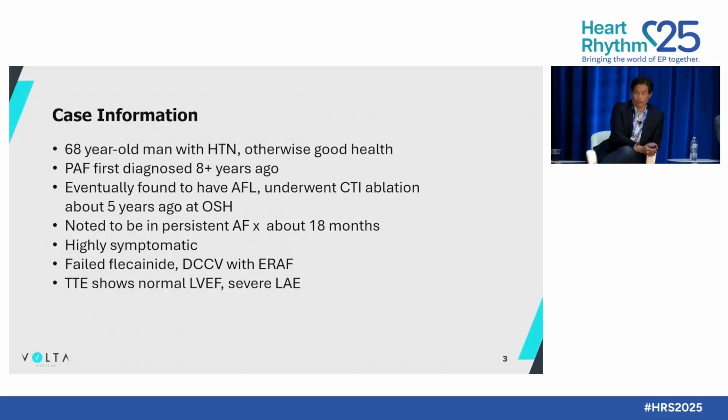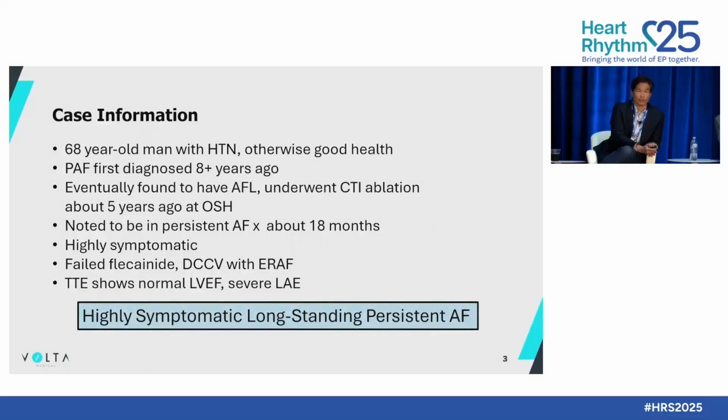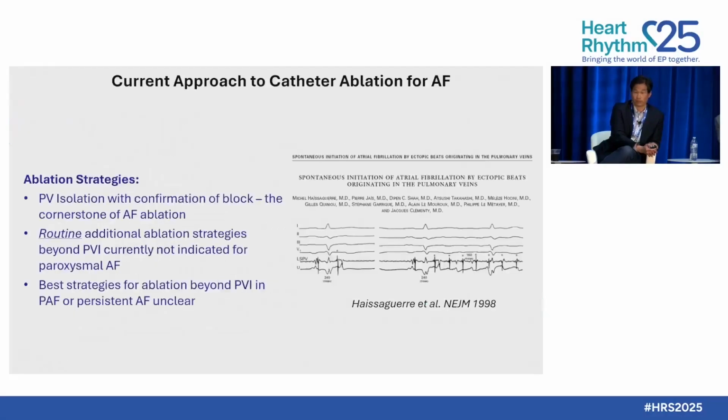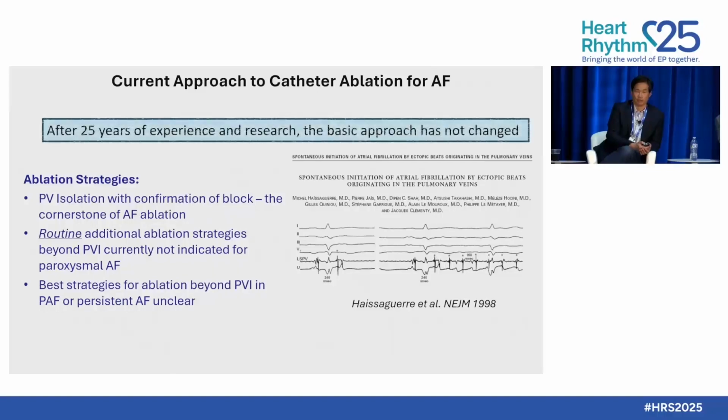Echo is normal LVEF, but severe left atrial enlargement. So I think everyone would agree this is someone we'd consider long-standing persistent AF for a first-time ablation. And the idea is, of course, that right now, as Tina also discussed, our current approach to catheter ablation, there have been improvement tweaks. We've all seen a lot of improvement in outcomes, but the overall concept and strategy is the same. It's an anatomic approach with PVI.